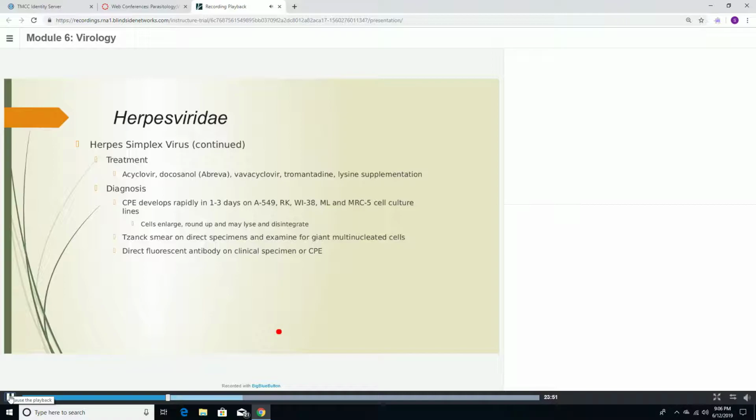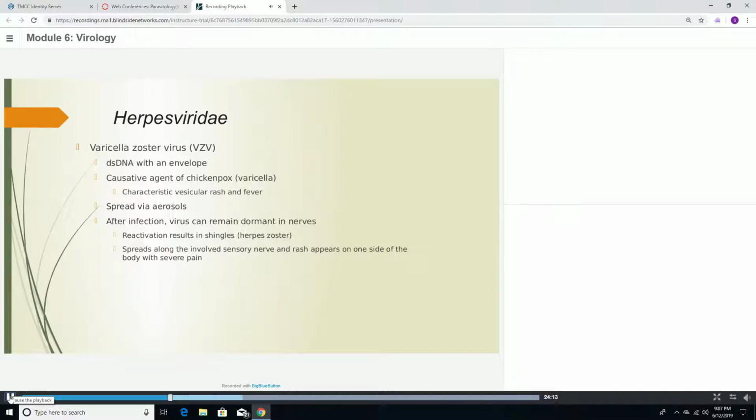Diagnosis. So CPE develops rapidly in 1 to 3 days. We don't really need to get too much into the diagnostics of it because most of the time a diagnosis could be made just from looking at a cold sore or genital herpes. But we could also do antibody testing, and that's generally what we'll do in the laboratory: take a blood sample, send it out, and look for antibodies.